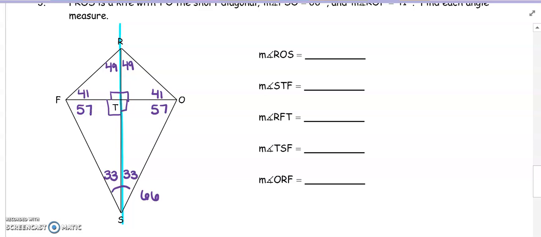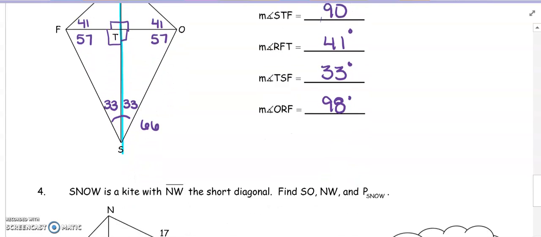Now that I have everything filled in, I can find my missing angles. ROS, I need to add the 41 and the 57 together. I'll get 98. STF is going to be 90. RFT I see is 41. TFG, SF I see is 33. And ORF, when I add that together, is 98. And I'm going to put my degree bubbles for all of those.